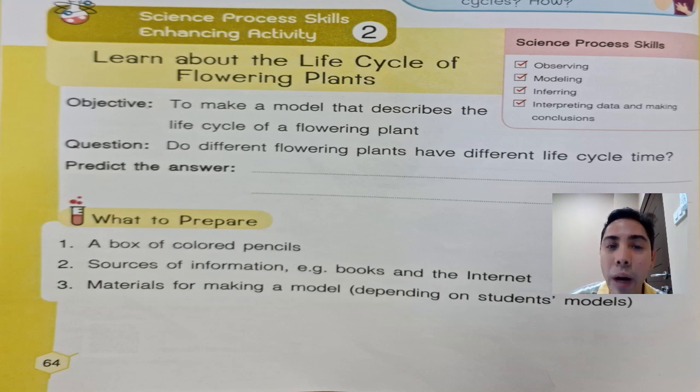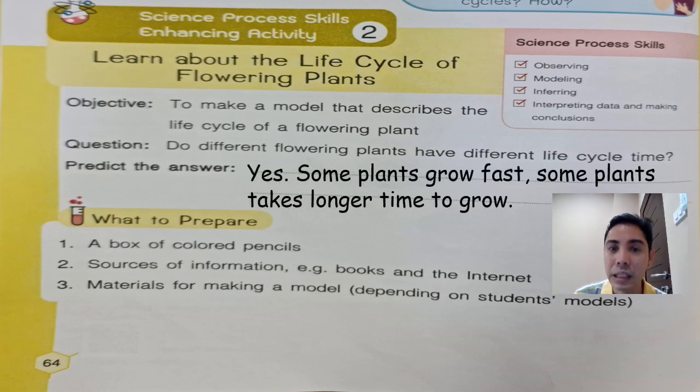Now, what will we write? Do you know what to write? If not, I will help you. Yes, some plants grow fast. Some plants take longer time to grow. We can write that on page 64. If you are finished writing, we can go to page 65.